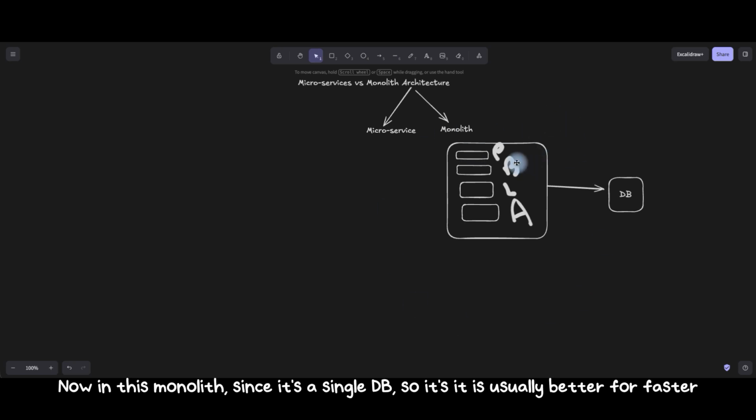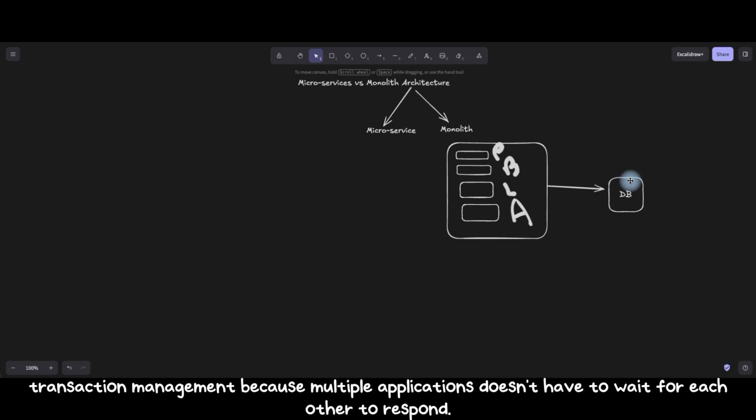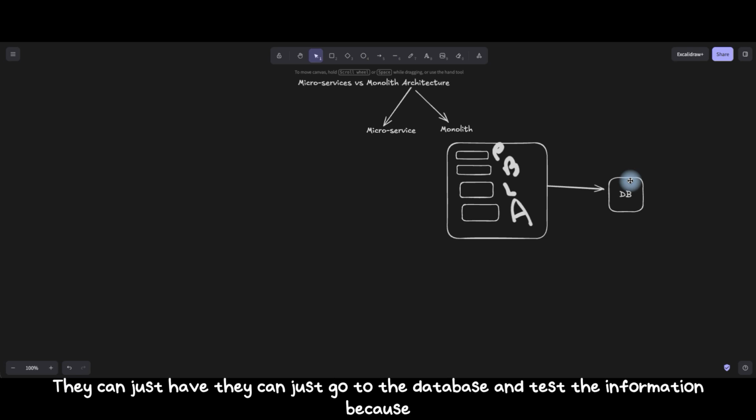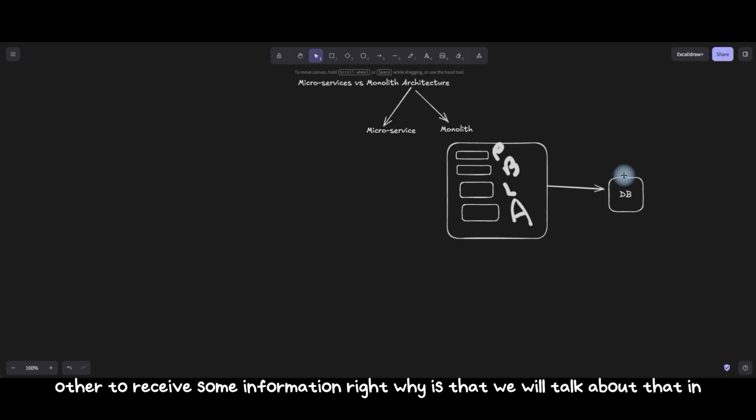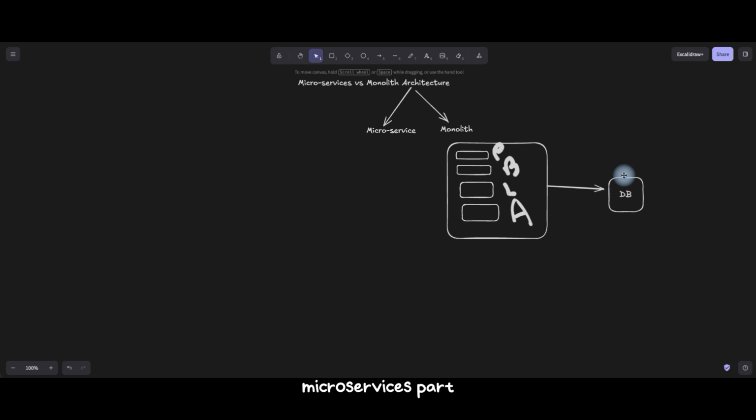Now in this monolith, since it's a single DB, it is usually better for faster transaction management because multiple applications don't have to wait for each other to respond. They can just go to the database and fetch the information because they only have one single DB. So all of the multiple applications don't have to call each other to receive some information, right? Why is that? We will talk about that in the microservices part.